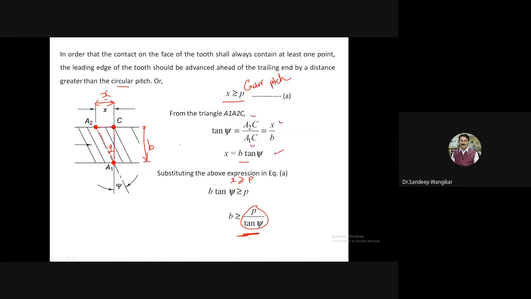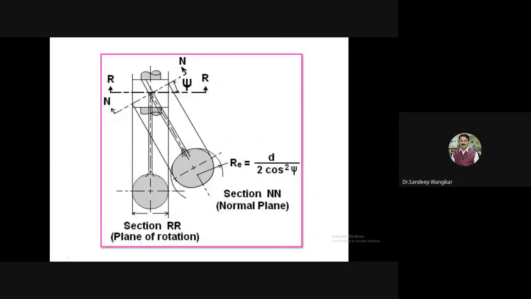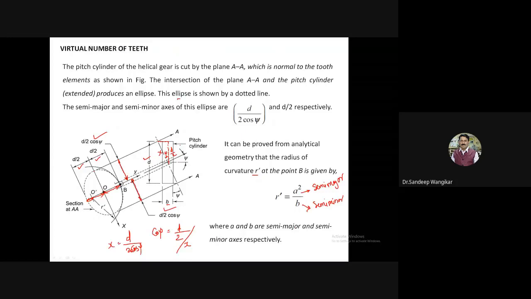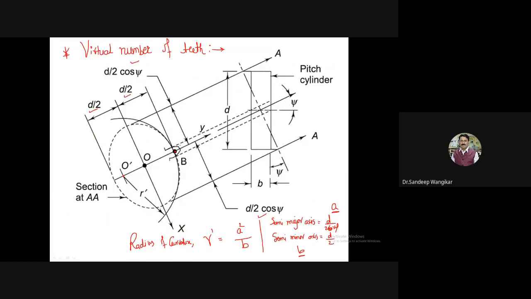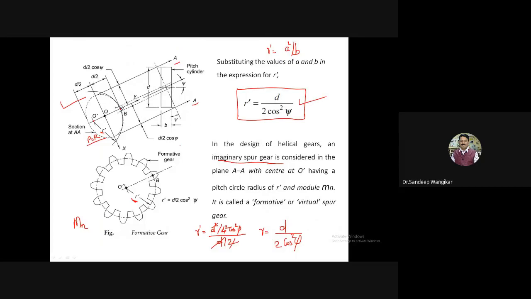Okay, so starting from the first, we have discussed the virtual number of teeth, how this diagram is drawn, and the concept of radius of curvature, then the semi-major axis and semi-minor axis for the considered ellipse. Then we arrived at the concept of an imaginary spur gear in a plane AA, perpendicular to the teeth. It is also called a formative or virtual spur gear.